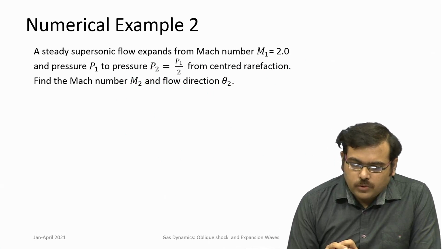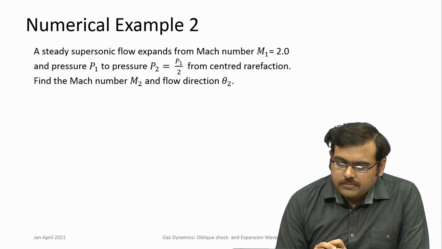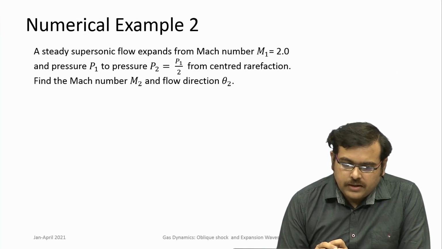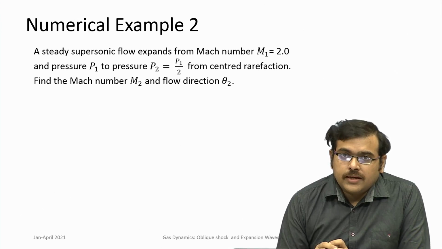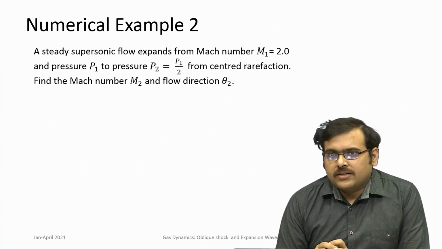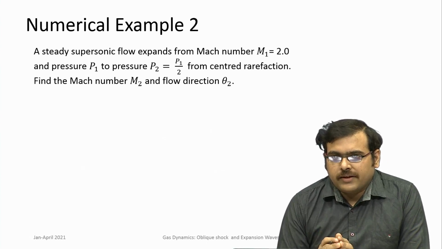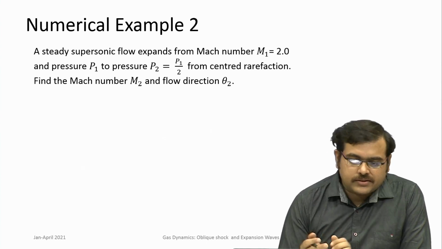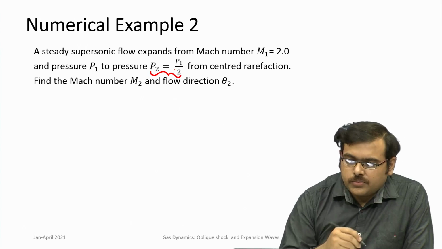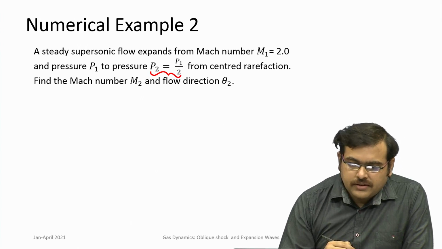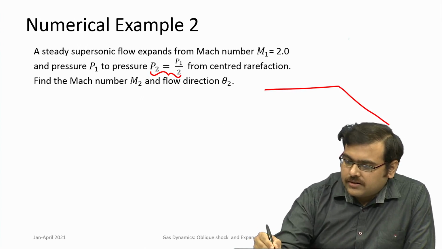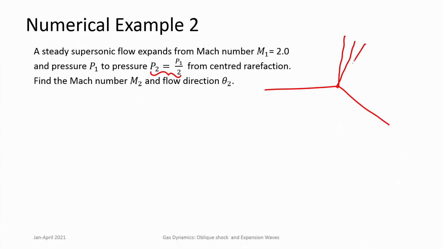A steady supersonic flow expands from Mach number M1 equal to 2.0 and pressure P1 to pressure P2 equal to P1 by 2. So there is an expansion fan, and whenever flow passes through an expansion fan, pressure decreases. So that is evident here. P2 is P1 by 2 from a centered rarefaction. So you have a centered expansion fan, with various expansion fans. So it's an isentropic process.